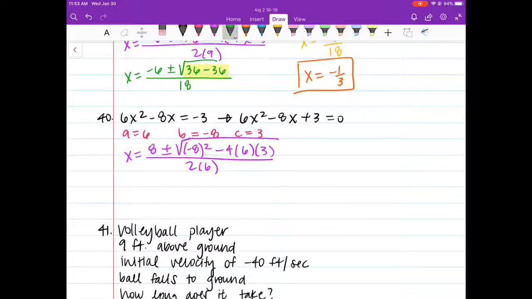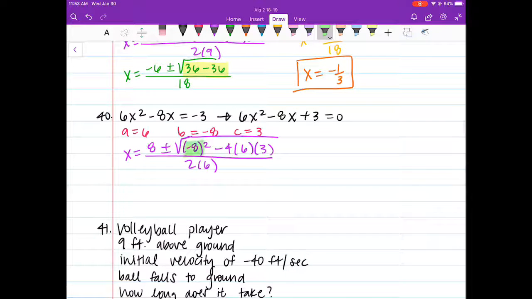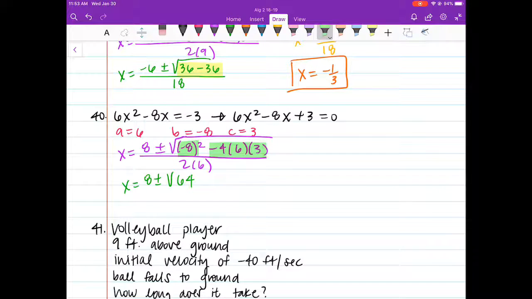So when I square negative 8, don't forget that you're taking negative 8 times negative 8. When you take a negative number and you square it, it will always be positive. So I have 8 plus or minus the square root of positive 64. And then negative 4 times 6 times 3. 4 times 6 is 24, times 3 is 72. So minus 72 all over 12.